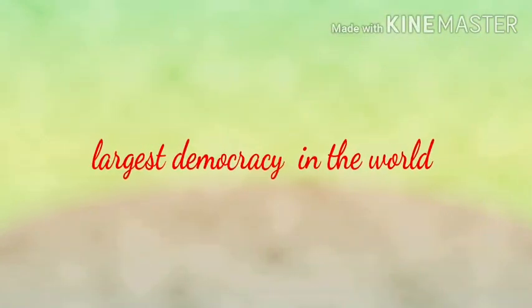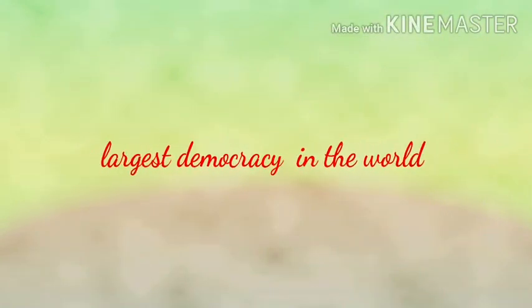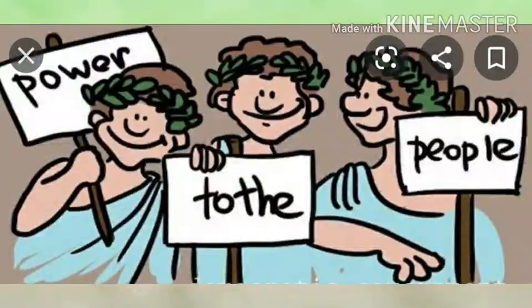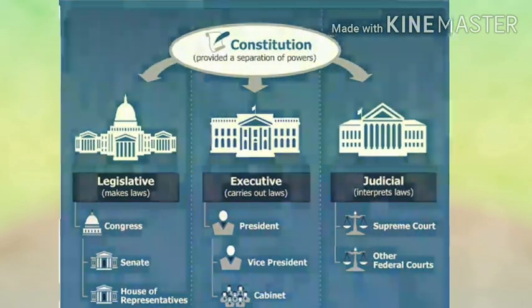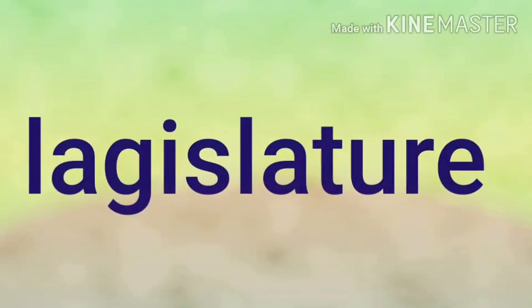India is the largest democracy in the world. It has a democratic form of government, which means a government which is made by the people, it is of the people and for the people. The legislature, the executive and the judiciary are the three wings of the government. We'll talk about the legislature.